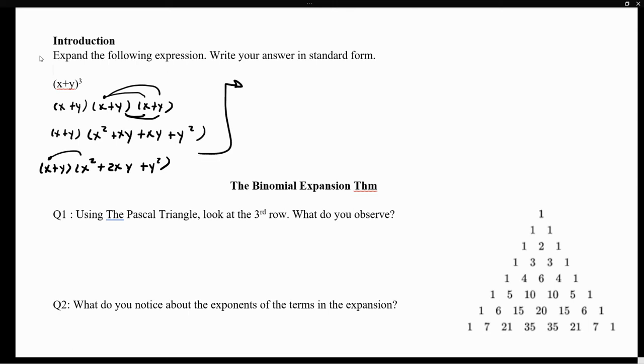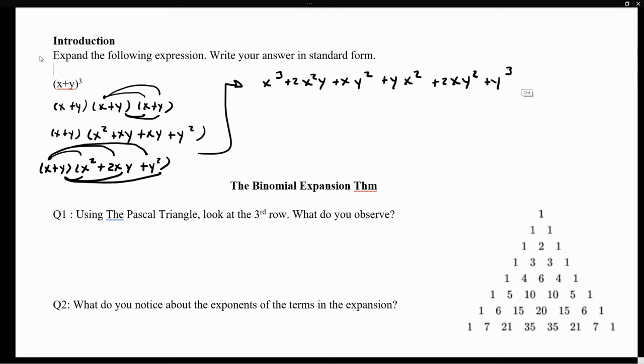If I distribute that, that becomes x cubed. And if I distribute that, that becomes 2x squared y. And if we distribute that, that becomes x y squared. So we're done with the x. Now let's distribute the y. So now it becomes y x squared. Let's just finish it up. We got 2x y squared. And finally, we end up with y to the third.